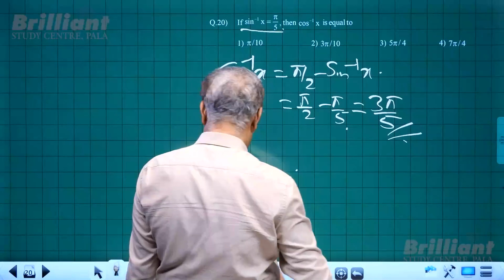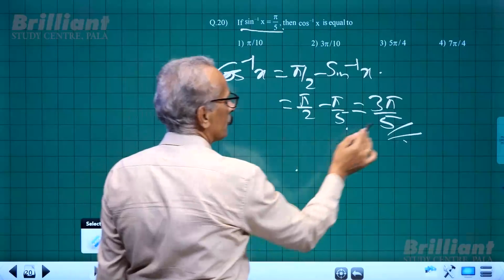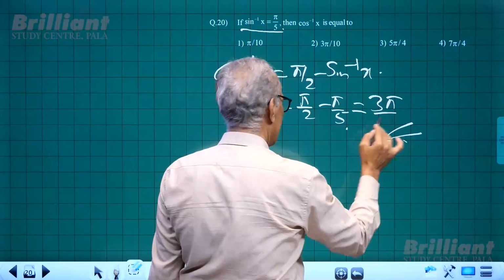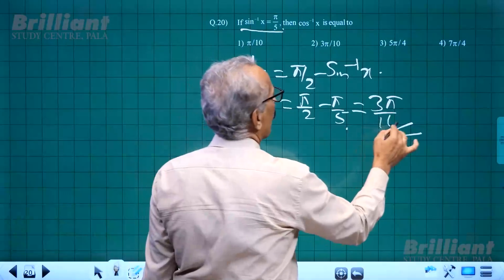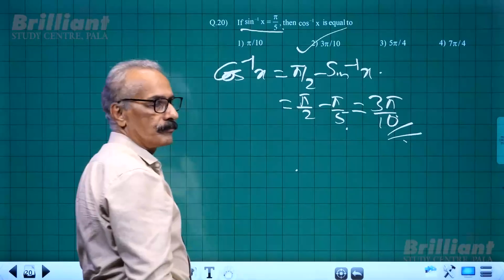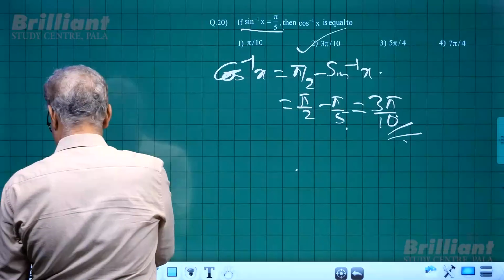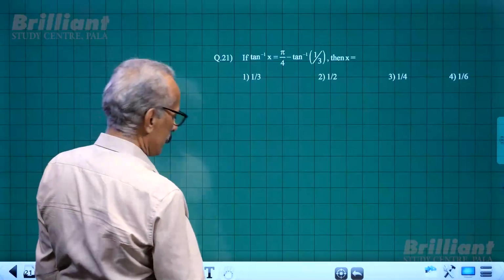Okay, 3 pi by 10, sorry. That's my calculation error. LCM: (5 pi minus 2 pi) by 10. That is 3 pi by 10. Your answer. Sin inverse x plus cos inverse x. Okay. Next question. That is question 21.